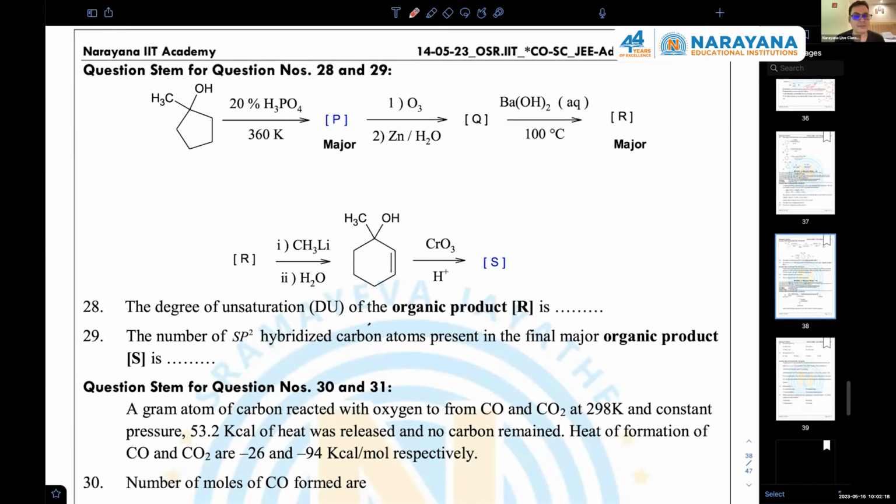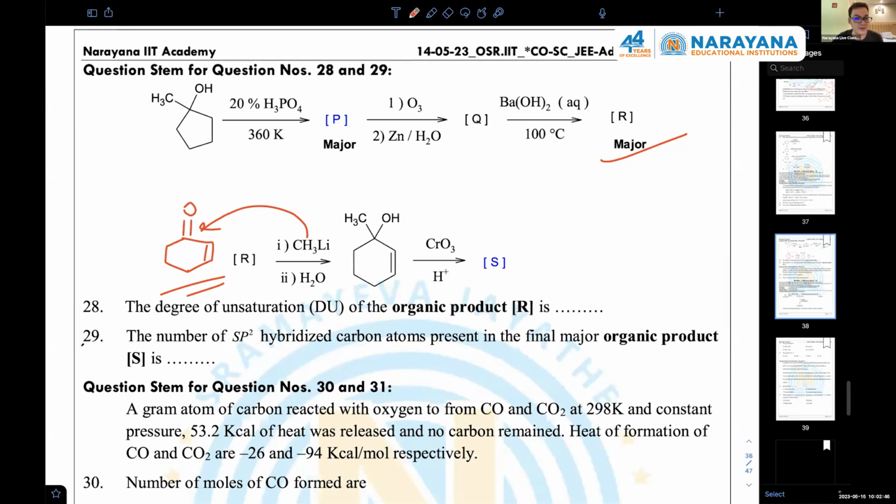29. Okay, let me read first. This is a dehydration process, then ozonolysis. You will get one aldehyde, one ketone. Okay, aldol condensation you will get. They have only given the R answer, so R should be like this only. They have directly mentioned what R is, so there is no need to actually solve this first step. When they are giving this, I already got this R.